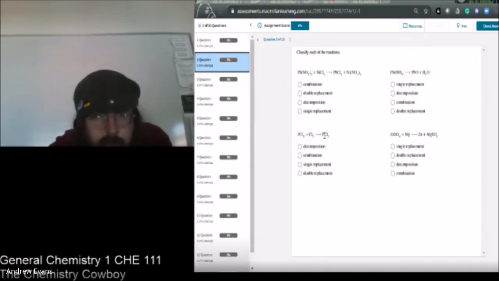PCl3 plus Cl2 goes to PCl5. This is a redox because chlorine is 0 and then chloride in both these cases is 1 minus. So there is a reduction there.